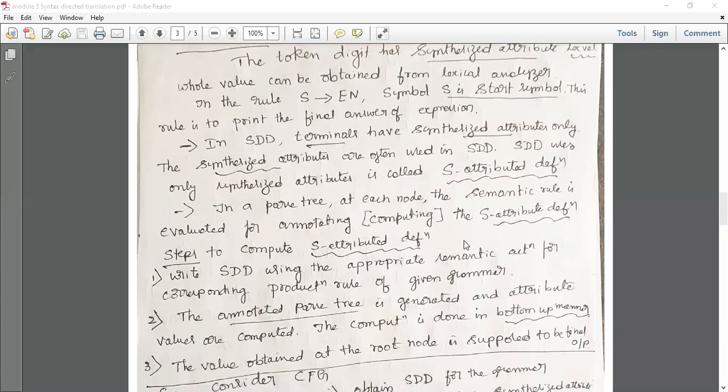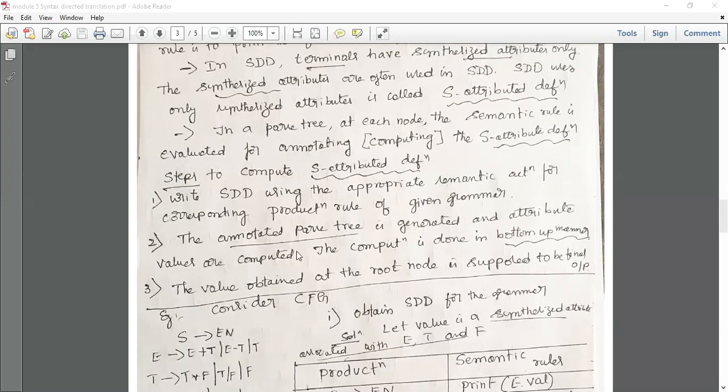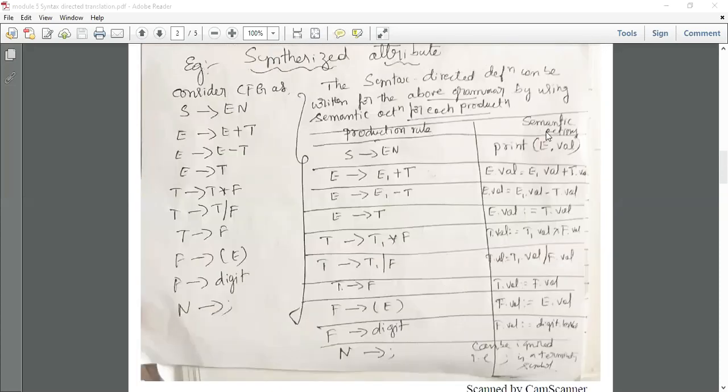The steps to compute an S-attributed definition: only 3 steps are there. In any problem, in any question they may give, write the SDD using appropriate semantic action for the corresponding production rule of the given grammar. Whatever the question, draw this syntax directed definition using appropriate semantic actions. Just now we draw whatever the semantic action is for each and every production.